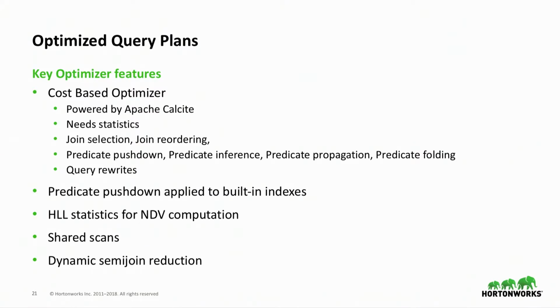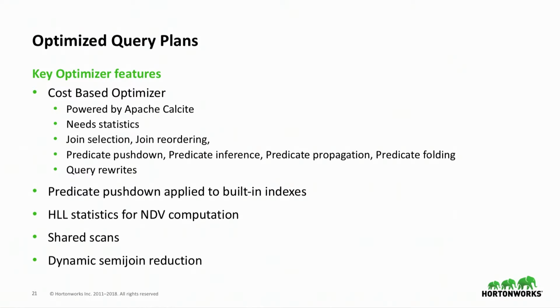What the cost-based optimizer does is obviously join selection and join reordering. There is predicate pushdown. With the BI tools, they are notorious for the way they generate complex and redundant expressions. So the CBO is smart enough to derive new predicates, remove redundant ones, do constant folding, and all those sorts of things. So it simplifies and also pushes down predicates into the scans.